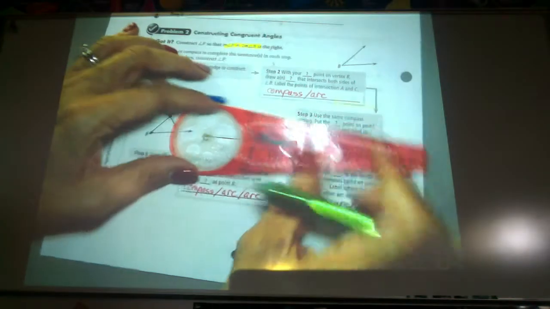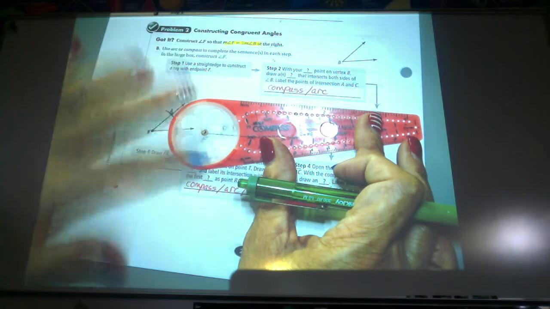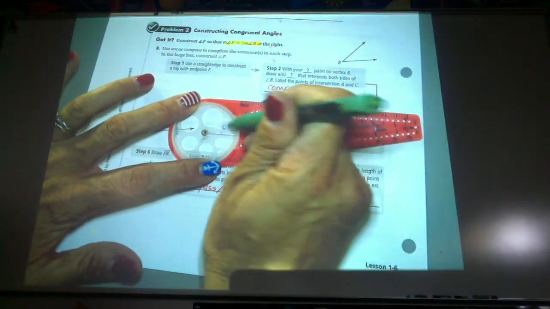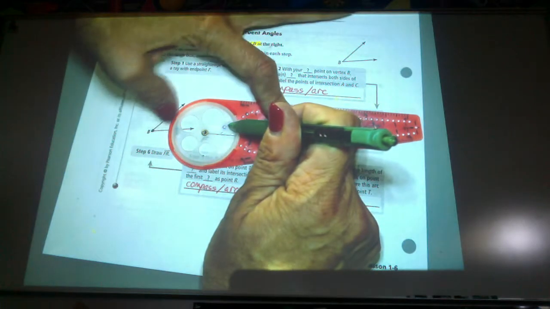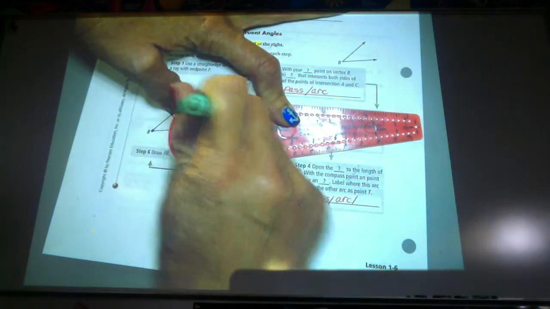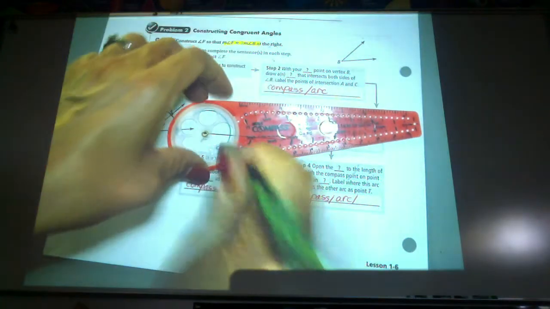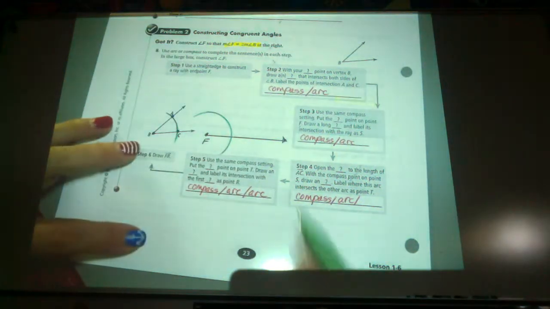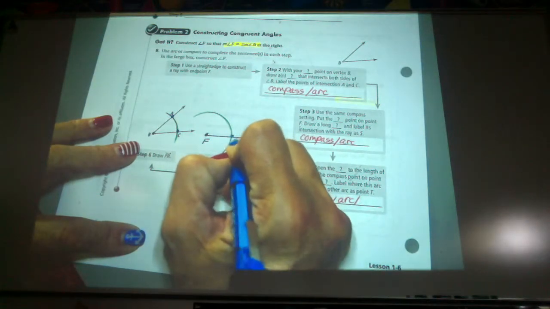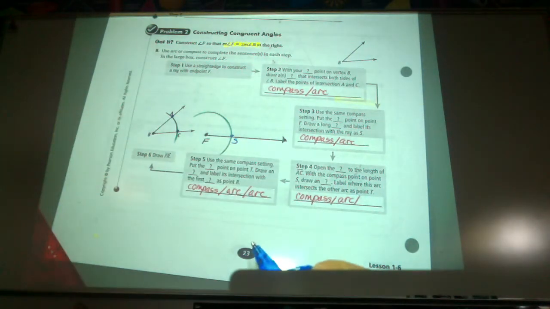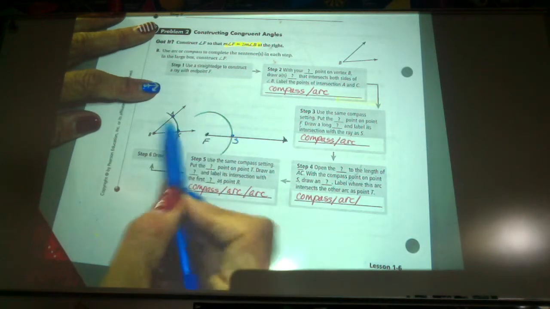So on F, if you didn't keep your compass in the same hole, you can go back and recheck it. But I use this top third hole. And so I'm going to hold on to the orange part and create a pretty large arc, because I'm going to go twice as big. So a fairly large arc here. And they want you to label this as point S, as in Sam.